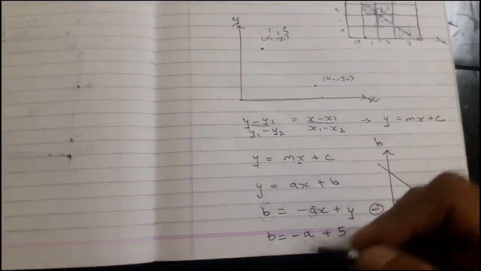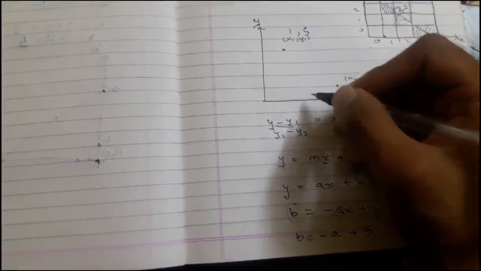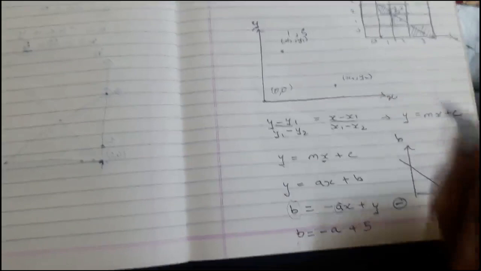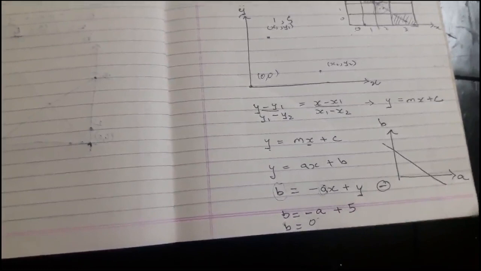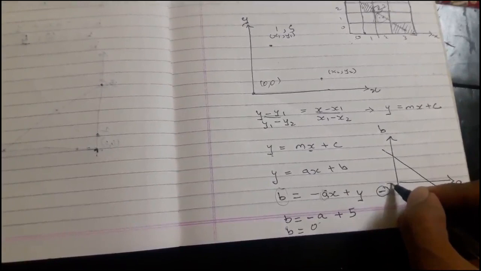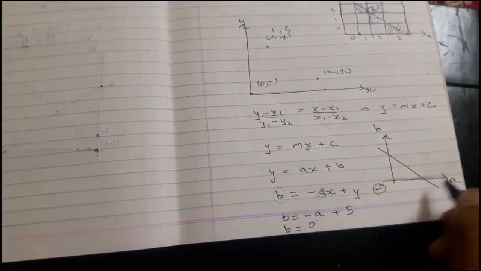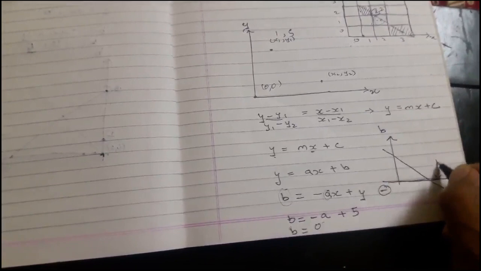Next, similarly, I will plot this point x2 comma y2. You can take any point. Let us for simplicity take it at the origin, so that is 0 comma 0. When I put 0 comma 0, this is 0, this is 0, so I get b is equal to 0. So b is equal to 0 is nothing but this line. This is my b is equal to 0.